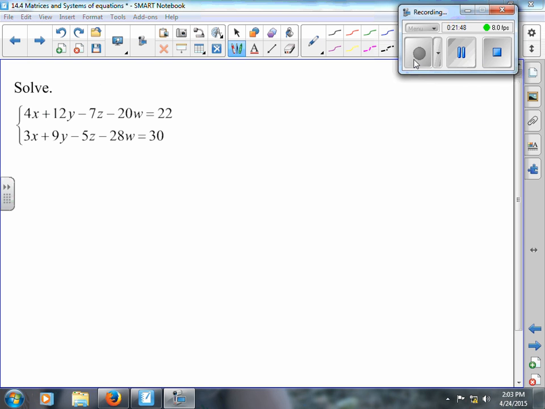Okay, so I'm going to do this one last example. This is one where I have 4 equations and 2 unknowns, and there are going to be infinitely many solutions. So I'm going to take this and make an augmented matrix.